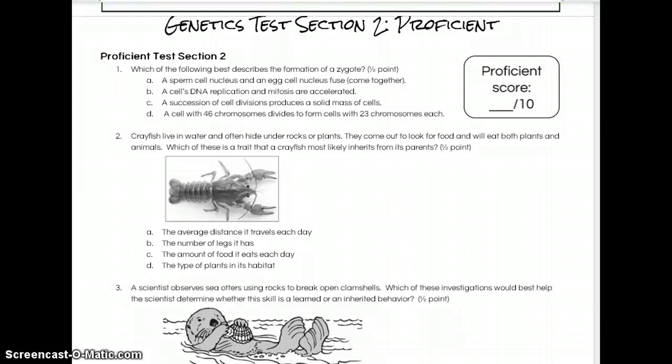A. The average distance it travels each day. B. The number of legs it has. C. The amount of food it eats each day. Or D. The type of plants in its habitat.